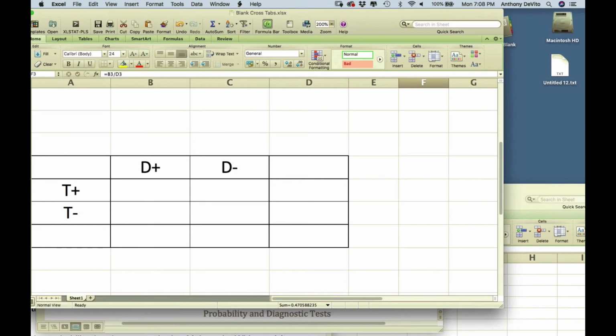We're going to do exactly the same thing, except we're going to look at a population where the prevalence is only 1%. Only 1% of the population has this disease, right? Okay, so I'm going to use 1,000 again. Out of 1,000, what's 1% of 1,000? 10. Okay.